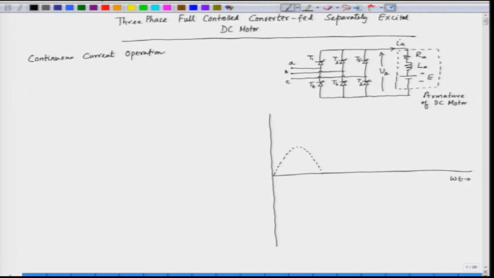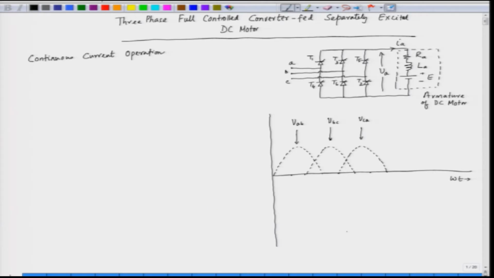This is VAB, and we have VBC, and then we have VCA. So, this voltage is VAB. This voltage is shifted from VAB by 120, this is VBC. The third one is the AC input voltage that is shifted from VBC again by 120 or 2 pi by 3, this is VCA.